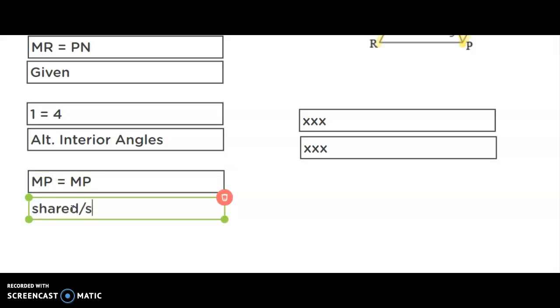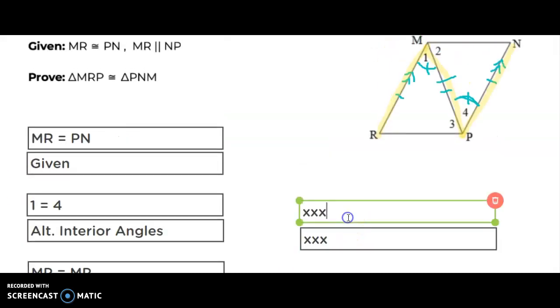People might have also said same or reflexive. That's the same thing. All of those are okay. All that flows into what I'm trying to prove, which would be that triangle MRP and triangle PNM are congruent. And how do I know that? Well, in this case it would be side angle side.